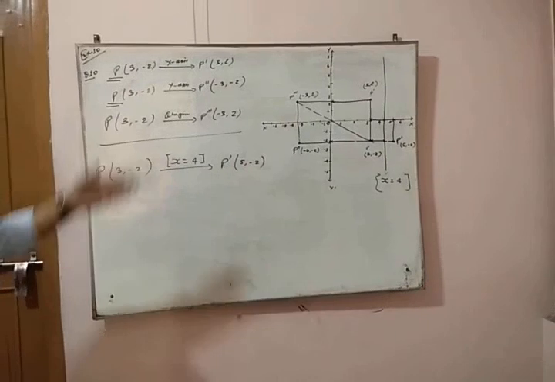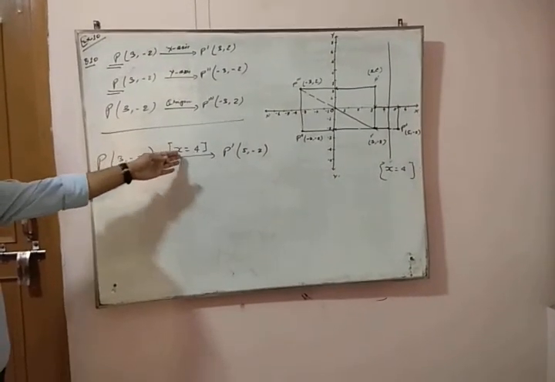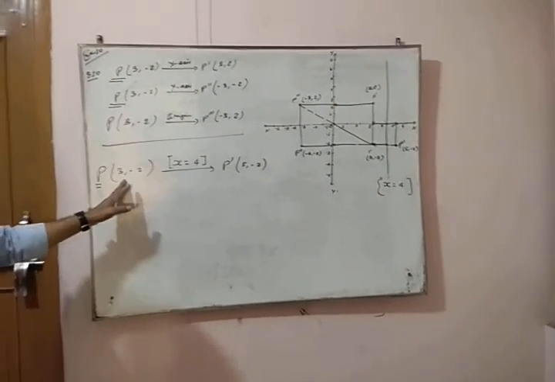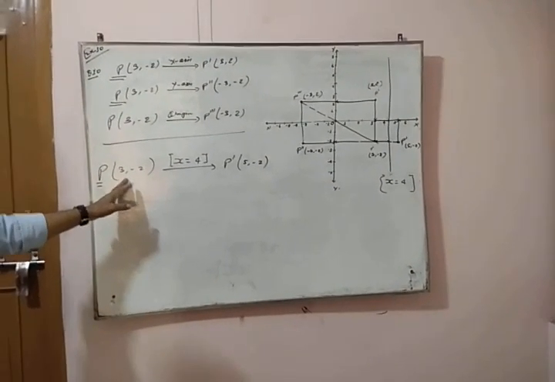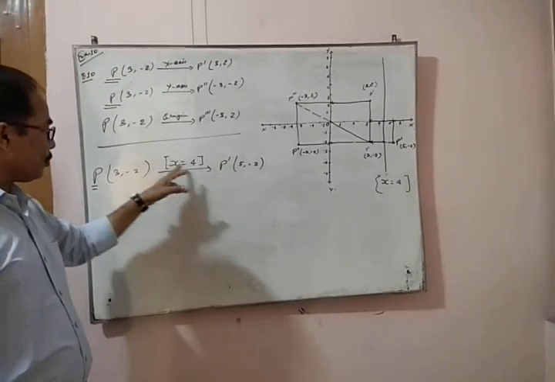So with the help of the diagram and following the rules, if such types of questions are given, then you can plot the point and you can find out the coordinates of the image of the point after reflection through the given line.